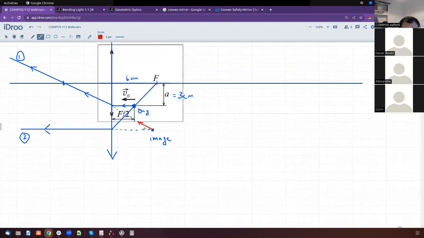So this is V0, and this is, let's call it V1. V1 is the image of the bug. Okay.